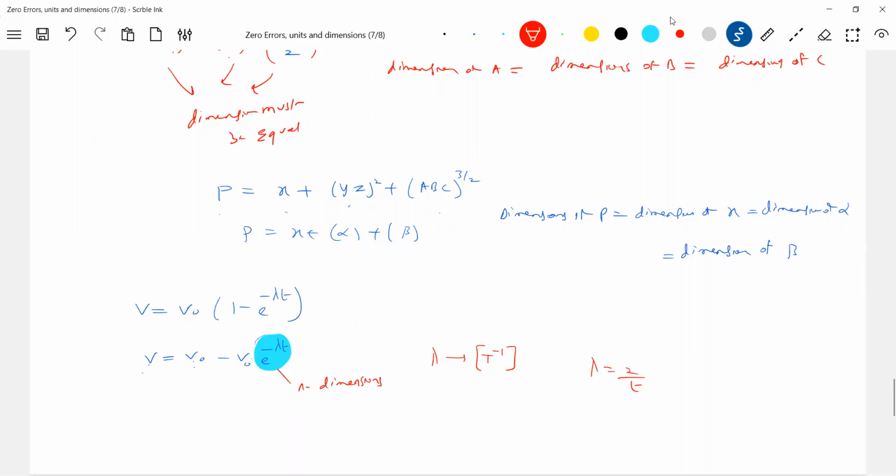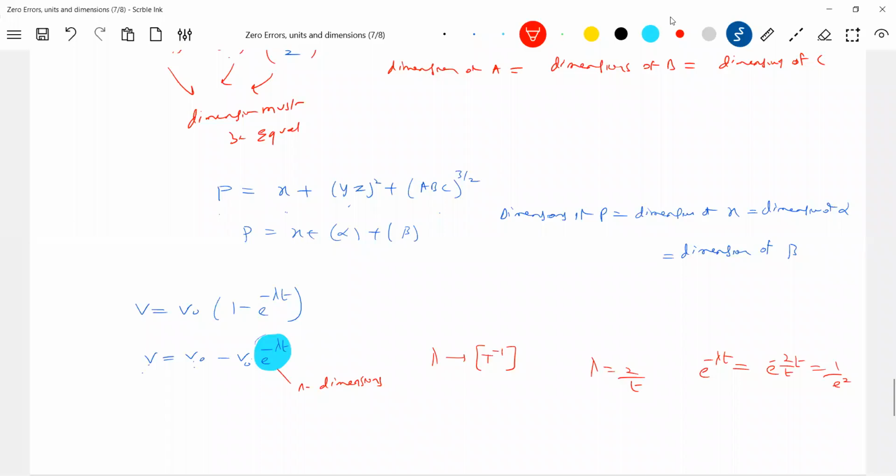Write it like this. Then what is the simplification? This will become, and what is the value of e? 2.7, the square of that will come to around 5.8. So it is not having any dimensions.